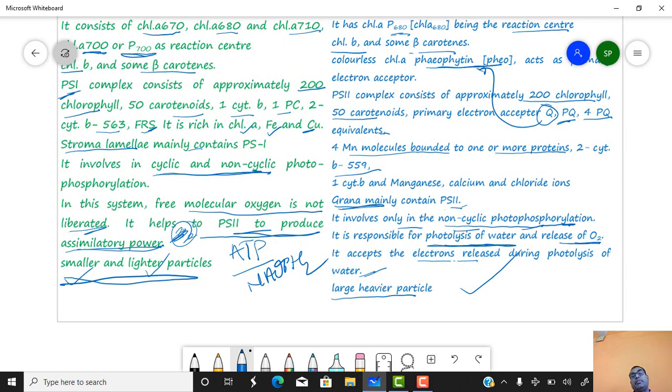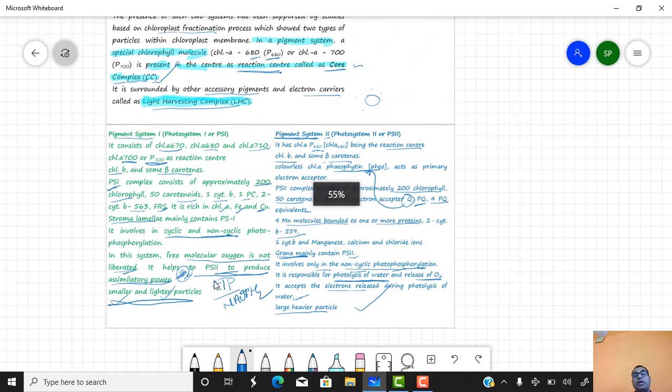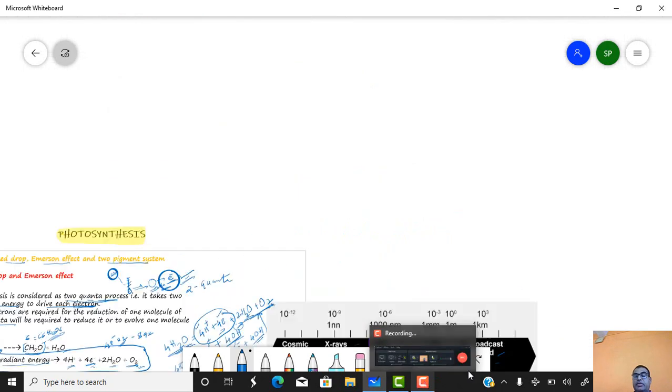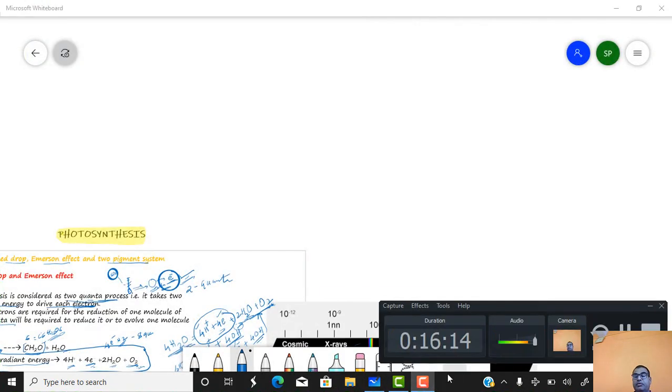So this is about the pigment system, then red drop and Emerson effect. We will see the next part in the next video.